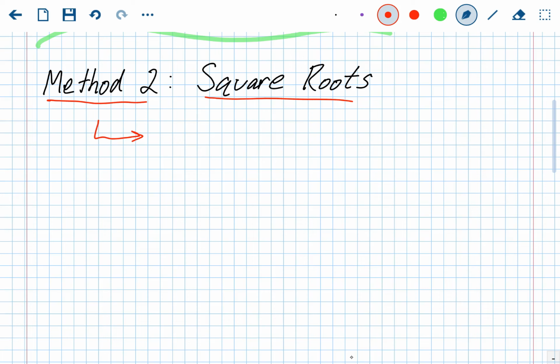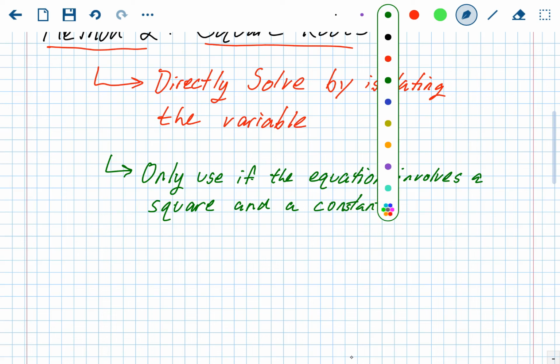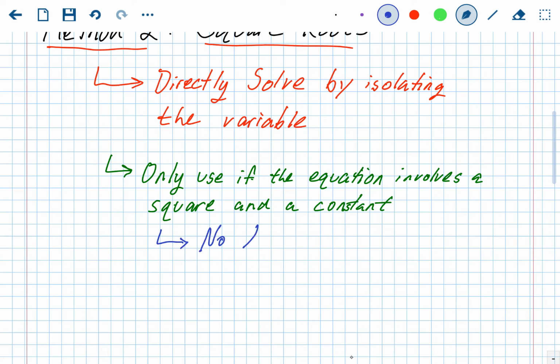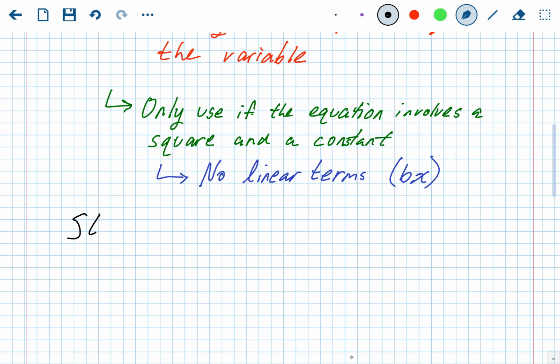Okay, so directly solve by isolating the variable. Now, there are some scenarios that you can only use this for. Okay, there it is. Only use if the equation involves a square and a constant. So you need a squared term and a constant term. What that means is you cannot have any first degree terms. You cannot have any linear terms. So in standard form, that's your bx term. So this only works if there's an ax squared part and a c part. So there can't be anything with an x, just an x. So either x squareds or constants, no x's.